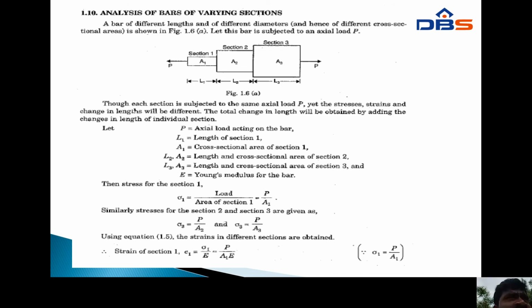First of all, we can calculate the stresses. Stress means load by cross-sectional area. Load equals P, and the cross-sectional area is A1. Similarly, the stresses for section 2 and section 3 are sigma 2 equals P by A2, and sigma 3 equals P by A3. These three are the stresses at section 1, section 2, and section 3.